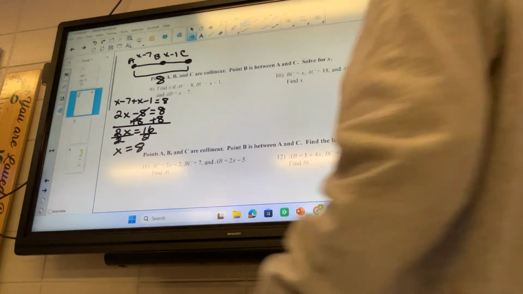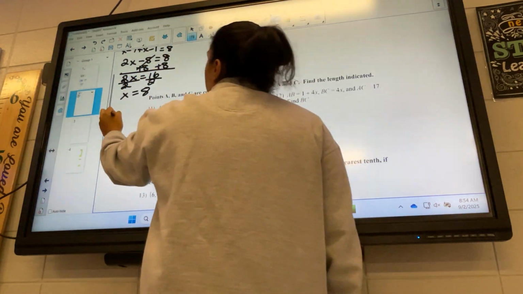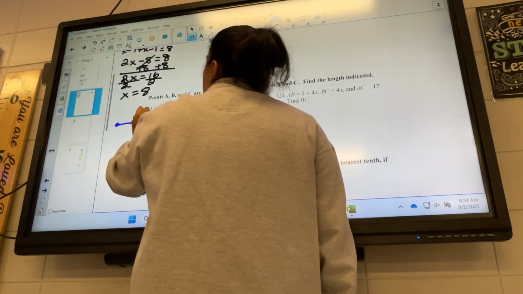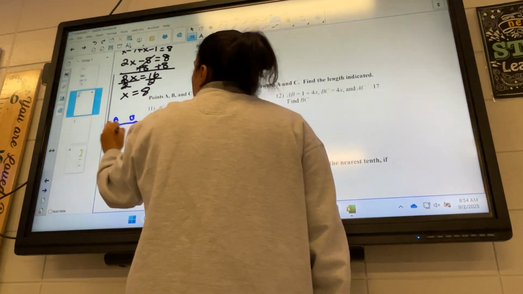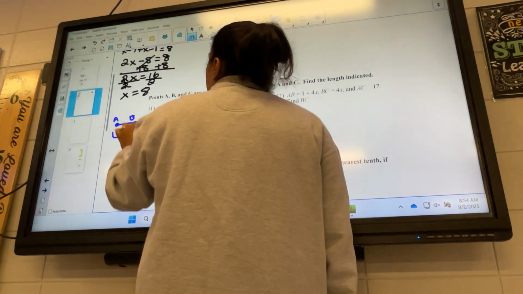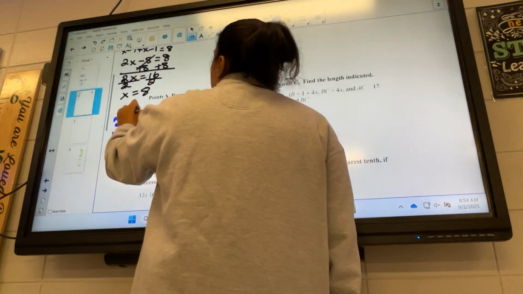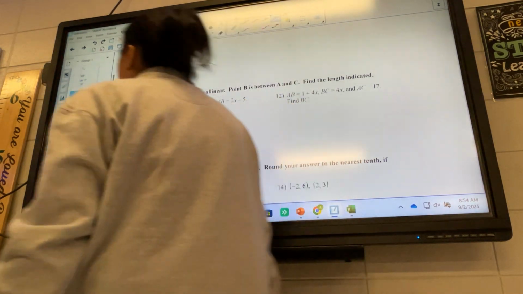Okay, 11. We're gonna go ahead and draw our picture. Okay, and again, write small. So we got A, B, and C. A to C is gonna be 3x minus 2. BC is 7. And AB is 2x minus 5.